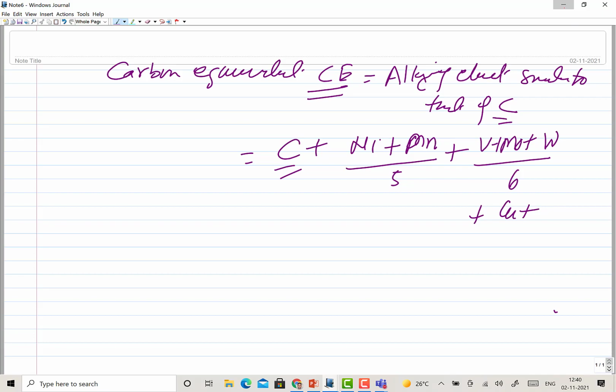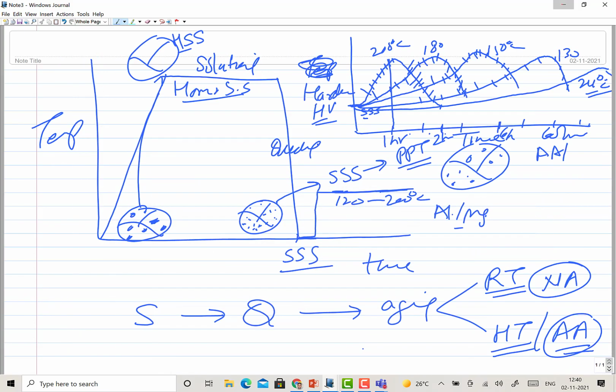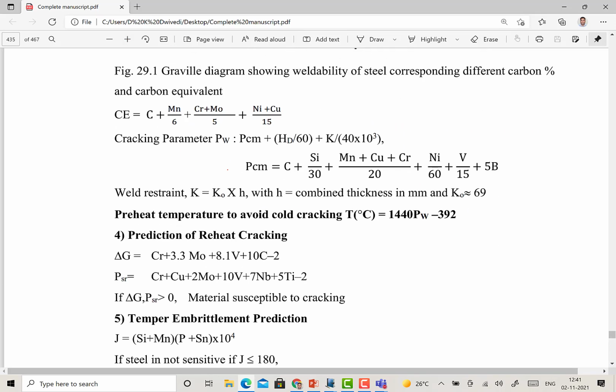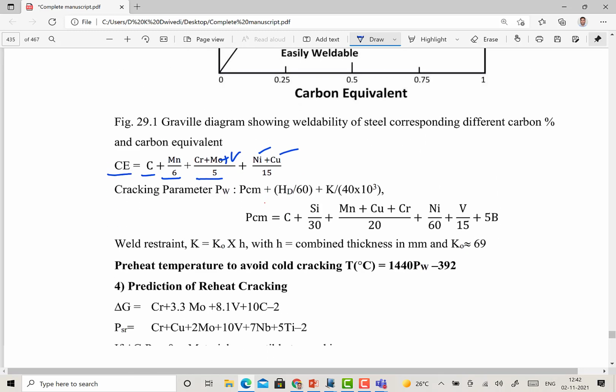But let me show you something related to these carbon equivalent equations, which indicate the effect similar to that of carbon. Here, carbon equivalent is calculated as CE equals C plus manganese divided by 6, plus chromium plus molybdenum plus vanadium, divided by 5, plus nickel and copper divided by 15. So this is one of the equations. Likewise there are multiple different types of equations used to calculate it.